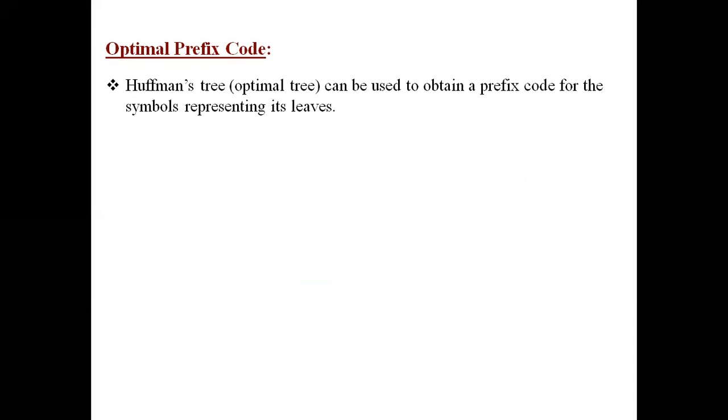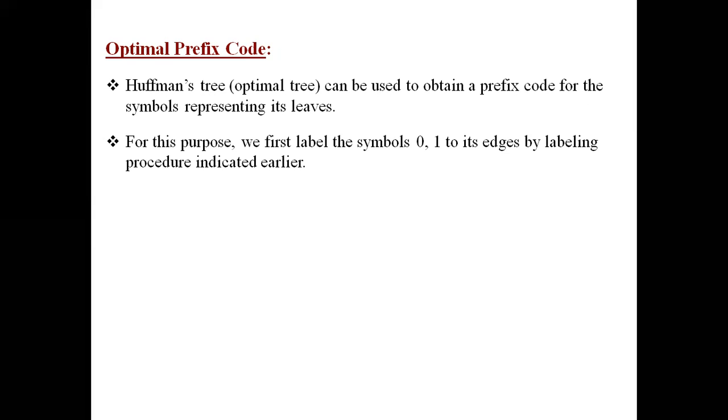So that was your Huffman procedure. Now moving ahead, we have optimal prefix code. So obtaining an optimal tree, we will be able to write down the optimal prefix code for the given message. So let us see how that is. Huffman's tree or the optimal tree can be used to obtain a prefix code for the symbols representing its leaves. We write down the Huffman tree or the optimal tree, and this can be used to obtain the prefix code for the symbols representing its leaves.